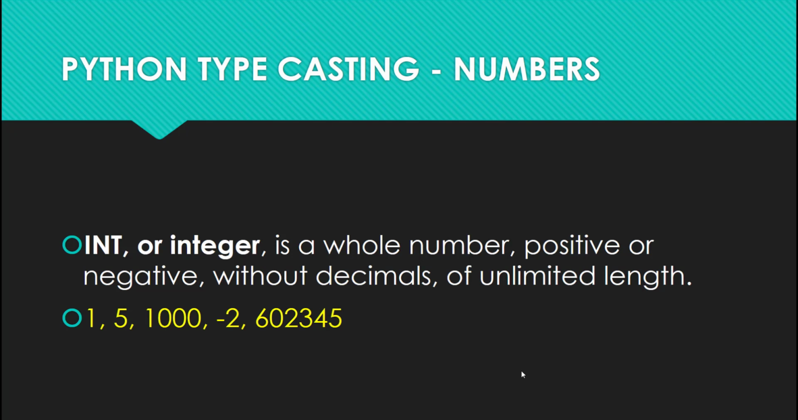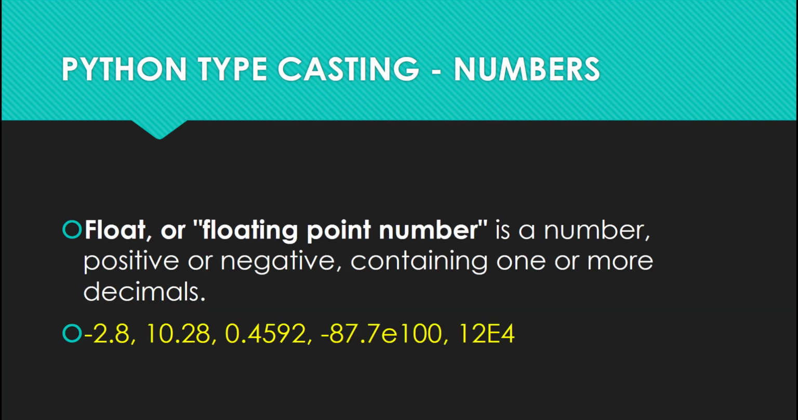We have the integer, which is a whole number, positive or negative, without decimals, of unlimited length. Examples we have here are 1, 5, 1000, minus 2, and 602,345.